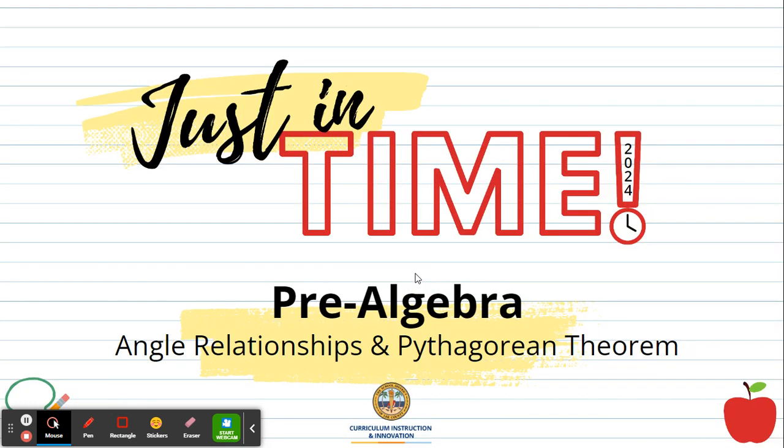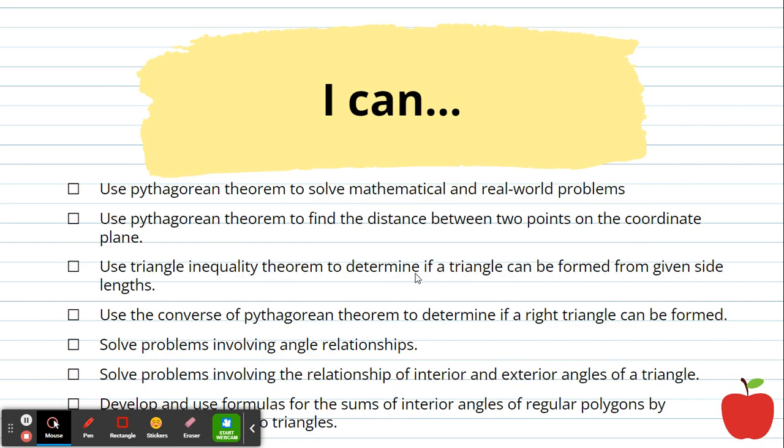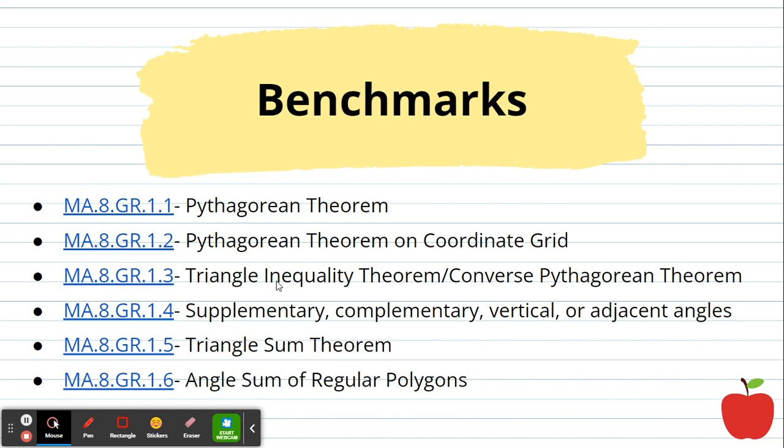So we are going to focus our review for this day on our lesson on angle relationship and Pythagorean Theorem. These are all our goals, and I hope that you have learned this before, and we are just going to recall the Pythagorean theorem, how to use it in solving mathematical and real-world problems. We're going to use it to find the distance between 2 points. We will also have the triangle inequality to determine a triangle from the given sides, and the converse of it. And we are going to have problems involving angle relationships.